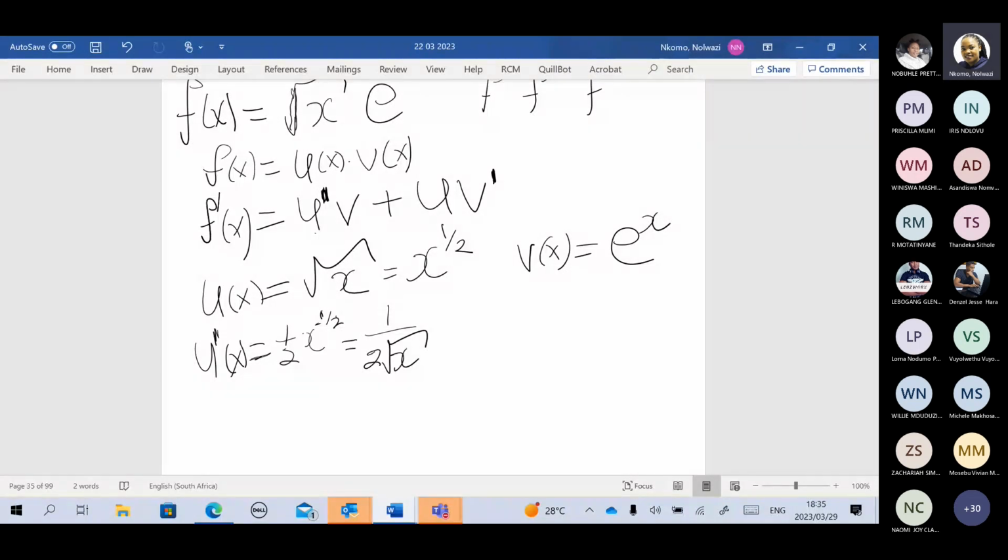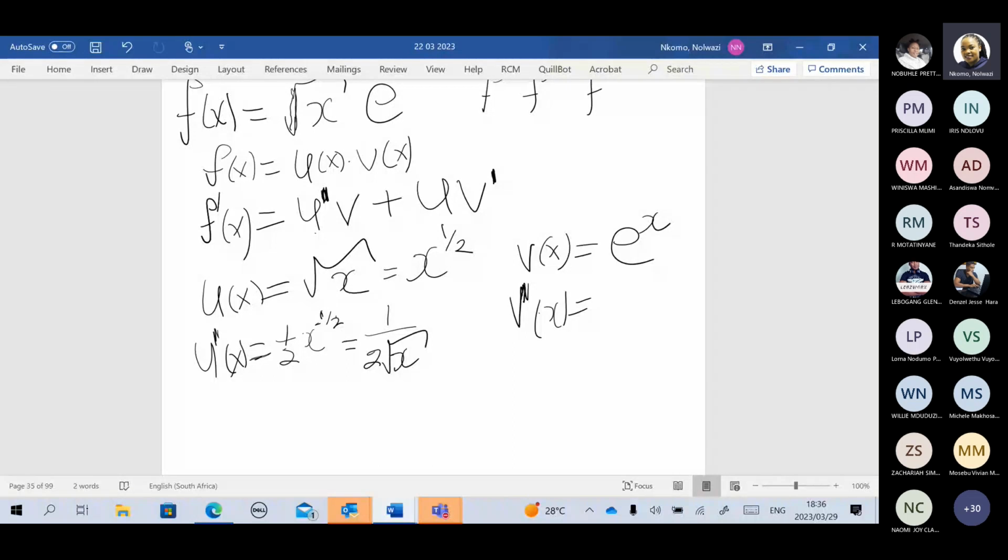Okay. And our v is e to the power x. We use the exponential rule of derivative. It says if we are differentiating e to the power x, the derivative of e to the power x is the same as that function, which is e to the power x. So this means our v prime would be e to the power x, right?